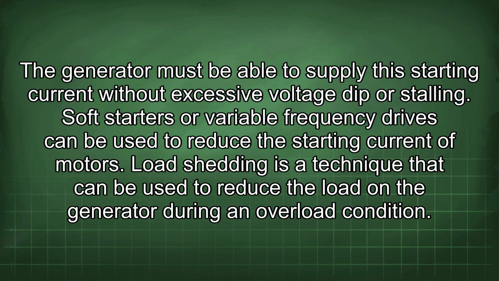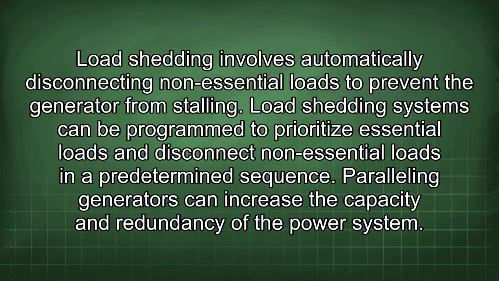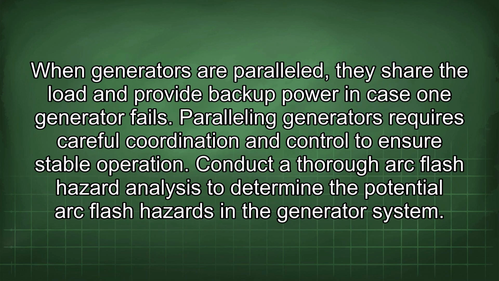Load shedding is a technique that can be used to reduce the load on the generator during an overload condition. Load shedding involves automatically disconnecting non-essential loads to prevent the generator from stalling. Load shedding systems can be programmed to prioritize essential loads and disconnect non-essential loads in a predetermined sequence. Paralleling generators can increase the capacity and redundancy of the power system. When generators are paralleled, they share the load and provide backup power in case one generator fails. Paralleling generators requires careful coordination and control to ensure stable operation.